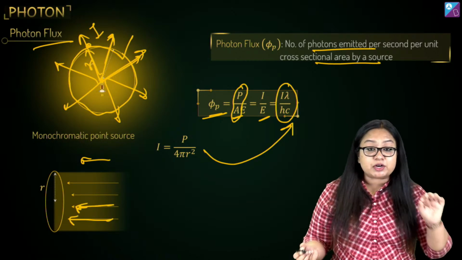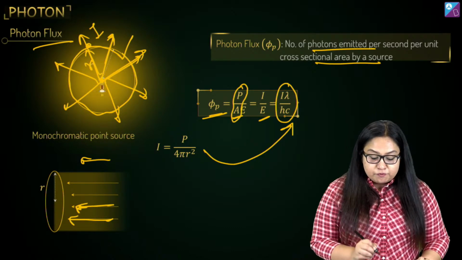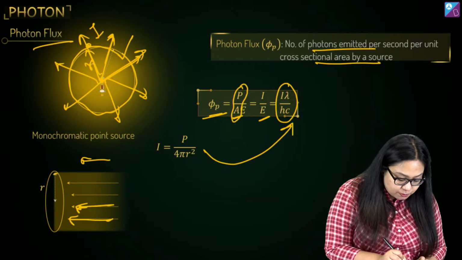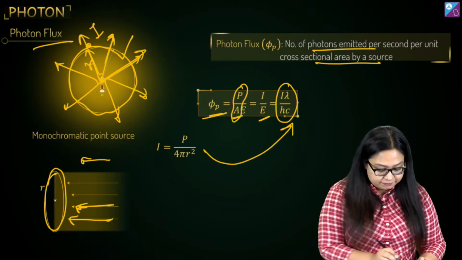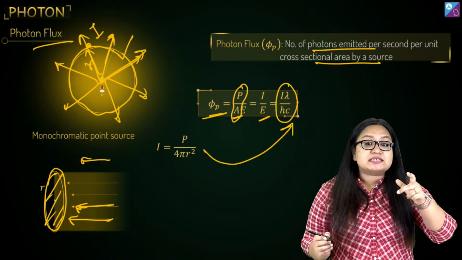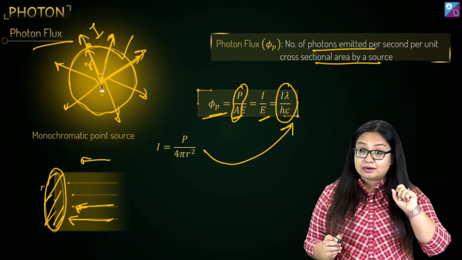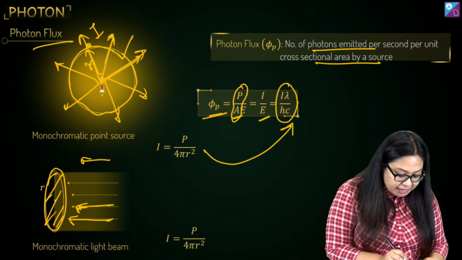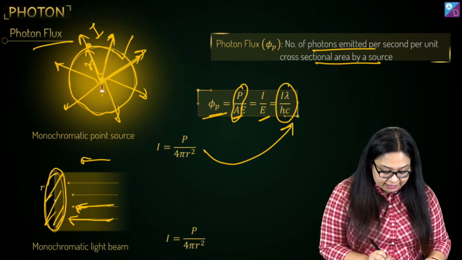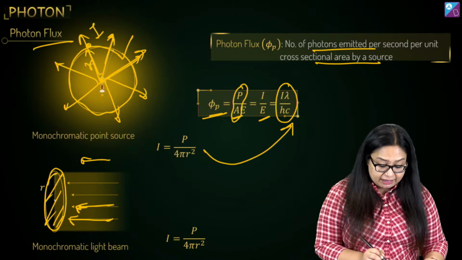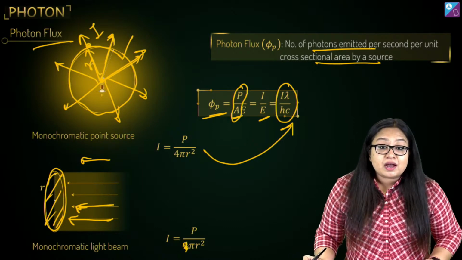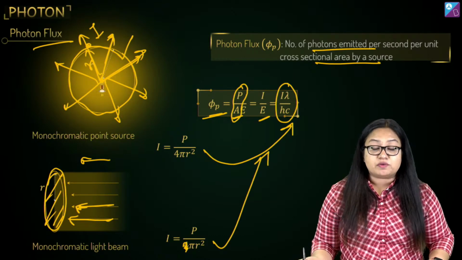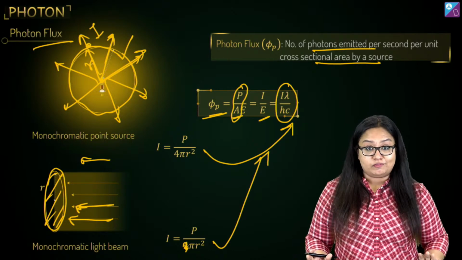And in this case, if I talk about intensity, I will say that photon flux will be the number of photons emitted per second per unit cross-sectional area. This will be the cross-sectional area, right? If I've got a cylindrical beam of light of cross-sectional radius r, then area will be pi r square. And that is why intensity will be P divided by pi r square. Right? Okay. So now that we get intensity is equal to P divided by pi r square, we can substitute over here. We get our photon flux.